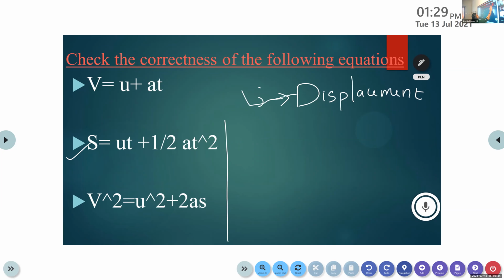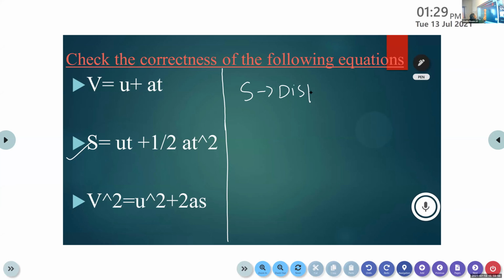No, sorry. Here S represents the velocity. Okay, okay. This is the displacement time relation. So S represents displacement.